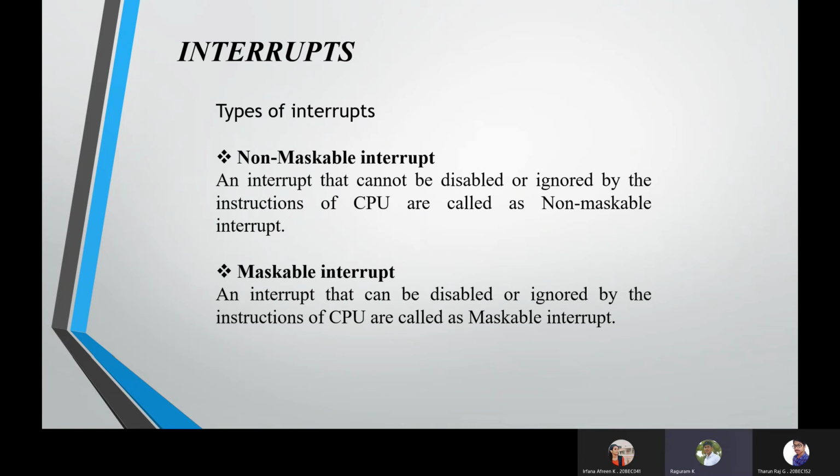The other two types of interrupts are non-maskable and maskable interrupts. Non-maskable interrupts cannot be disabled or ignored by the instruction set of the CPU, whereas maskable interrupts can be disabled or ignored by the instruction set of the CPU. That is the main key difference between non-maskable and maskable interrupts.